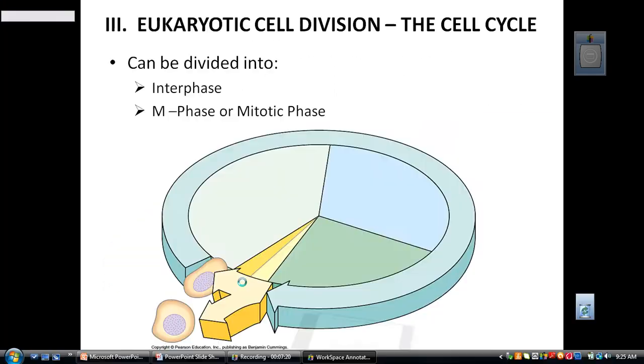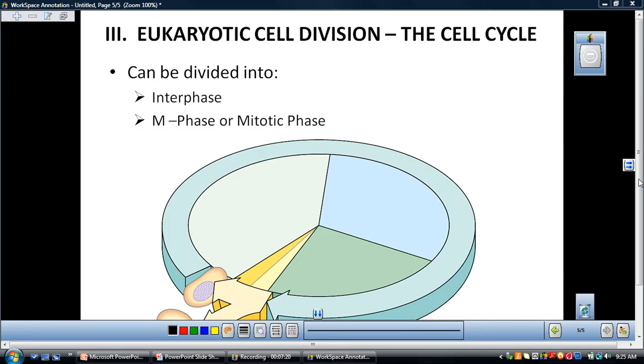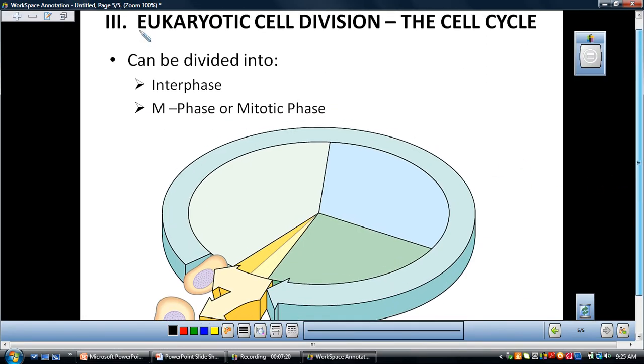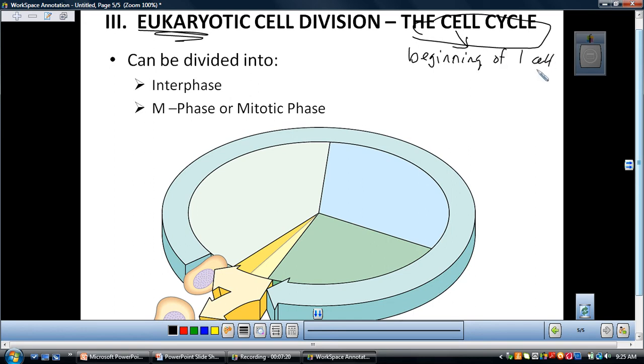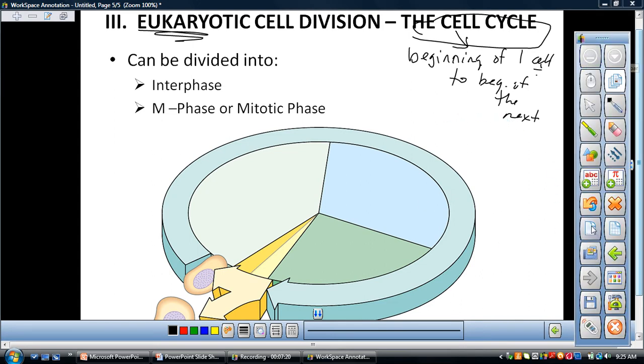All right, well, let's get to us, because of course we are the most important things, so we have to talk about us for a little bit. So with the eukaryotic cell cycle, okay, we call it the cell cycle. The cell cycle is defined as all of the events that take place from the beginning of one cell division to the beginning of the next.